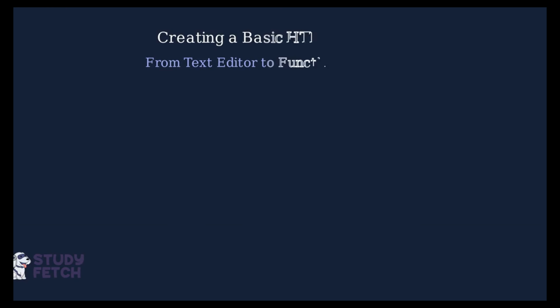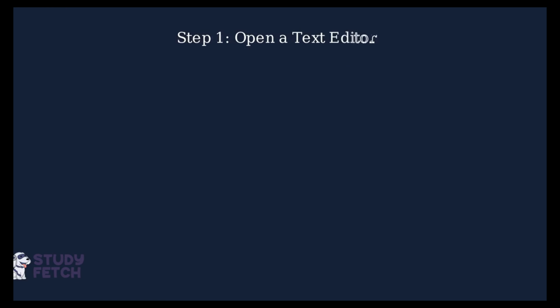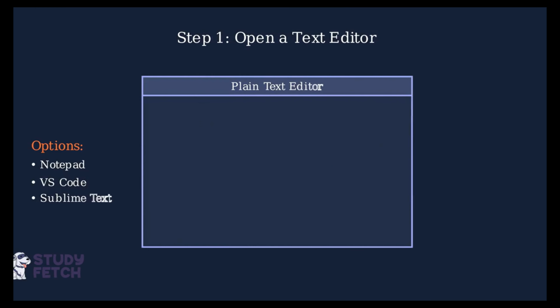Welcome to this guide on creating a basic HTML website. Start by opening a text editor like Notepad, Visual Studio Code, or Sublime Text. Create a new file and save it with a .html extension, such as index.html.